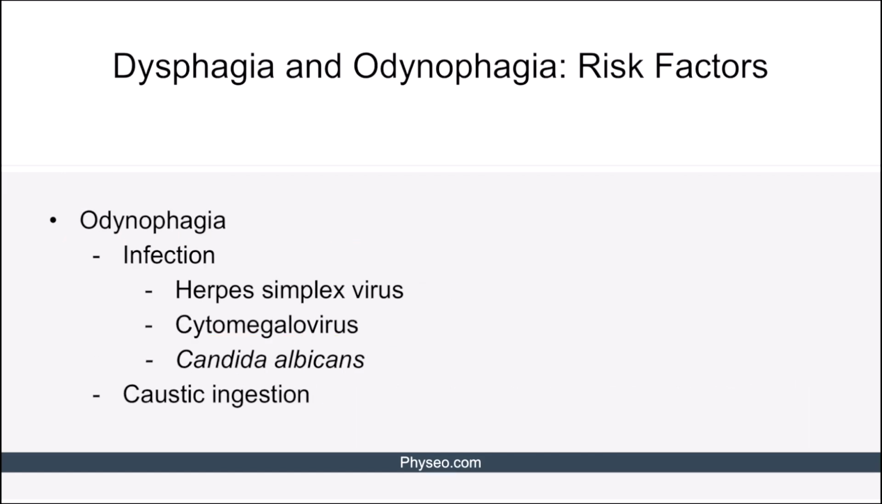Let's move on to odynophagia. One of the strongest risk factors of odynophagia is infection by either herpes simplex virus, cytomegalovirus, or Candida albicans. Another risk factor of odynophagia is caustic ingestion.